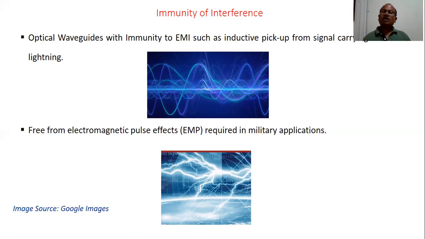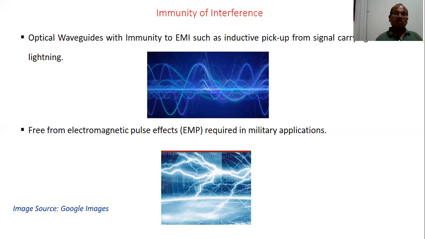So the waveguide has immunity to EMI. Why? EMI, electromagnetic interference, will only interfere with a magnetic signal, an electrical signal or an electromagnetic signal. But our signal is not like that, even though it travels in the form of light. Such as inductive pickup. Inductive pickup comes from the inductance term, the magnetic term of EMI interference. With a signal carried through, lightning effects also can add some inductive pickup, and the interference can disturb. If lightning happens, your waveguide can be disturbed.